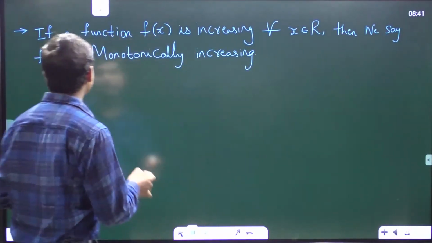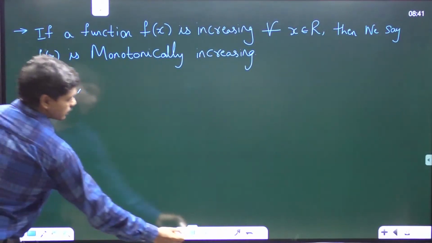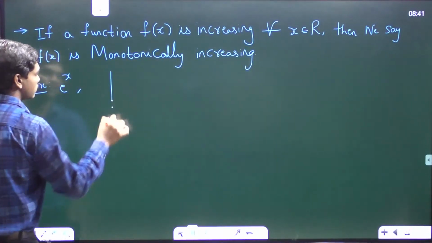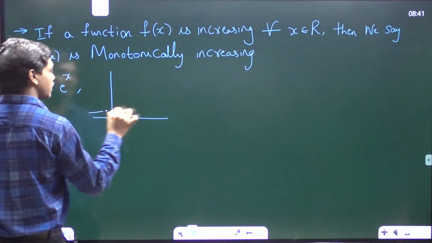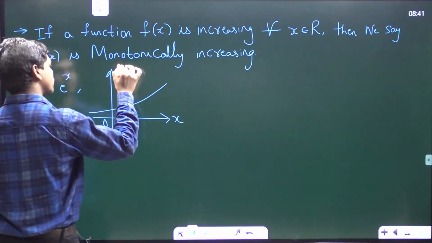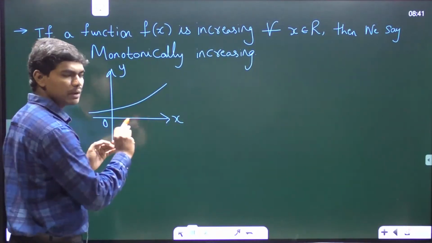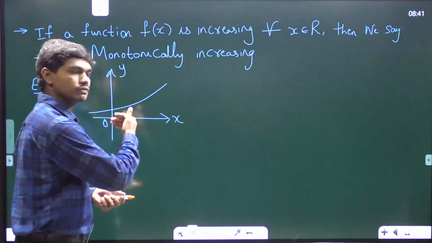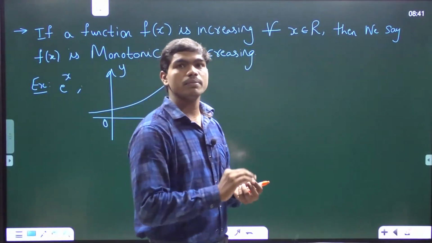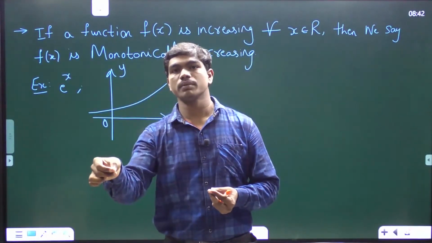For example, if you take e to the power x, the graph of this function looks something like this. On the complete real number plane, this function is continuously increasing, because from minus infinity to plus infinity, at any point, if you increase your x, your f of x increases. But there are some functions which are not of this nature. They'll be increasing in some interval of the real numbers, and again decreasing in some interval of the real numbers.